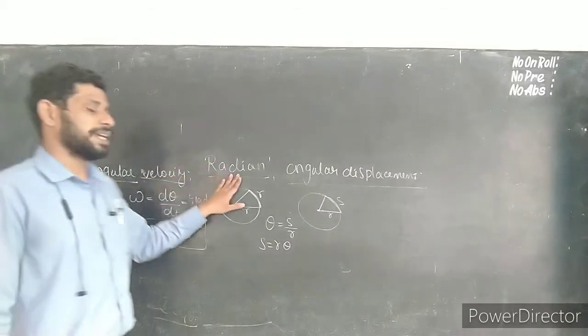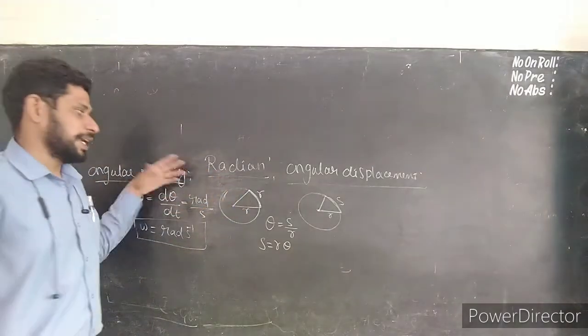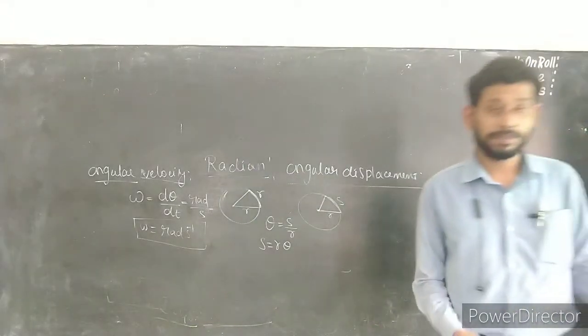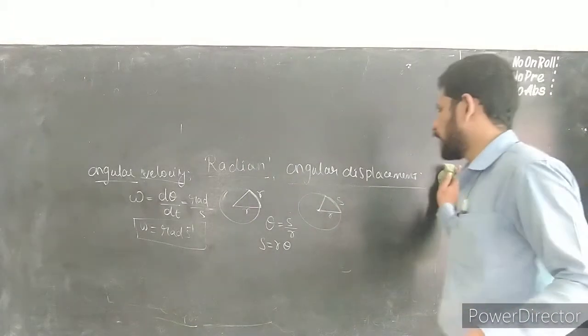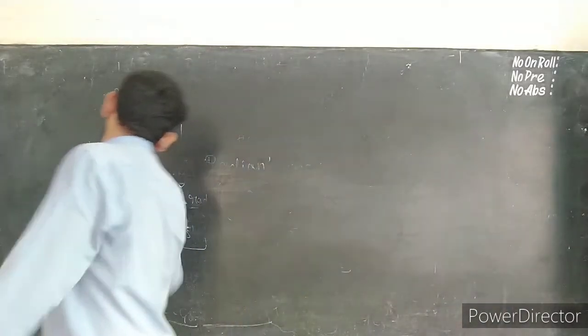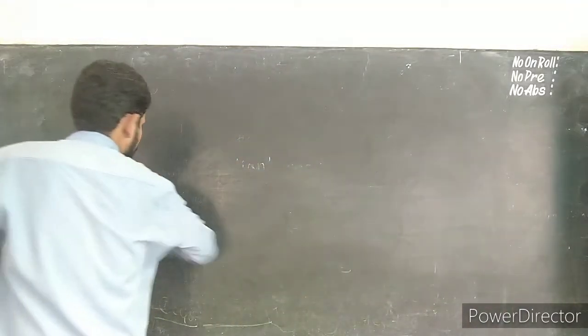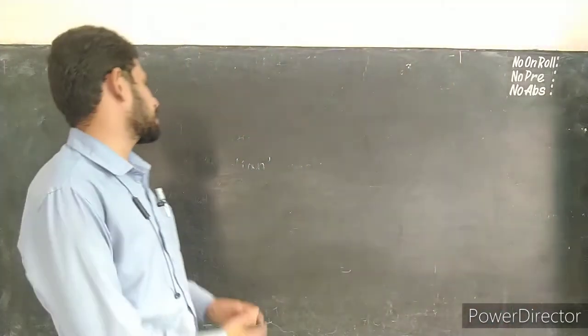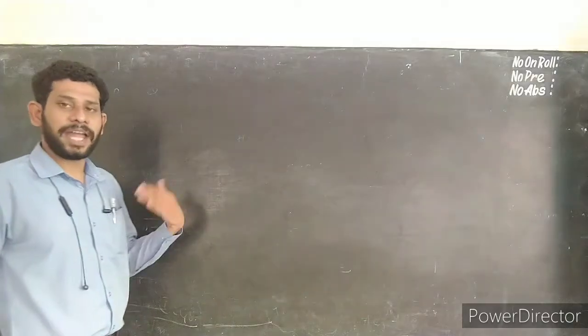So what is a radian? A radian is the angle for which the length of the arc is equal to the length of the radius of the circle. Angular displacement is how much a particle changes its position with respect to the given axis. Angular velocity is the rate of change of angular displacement.